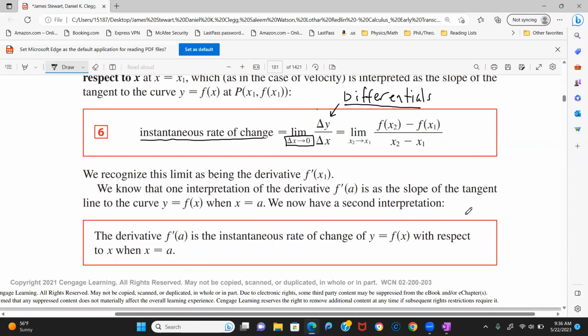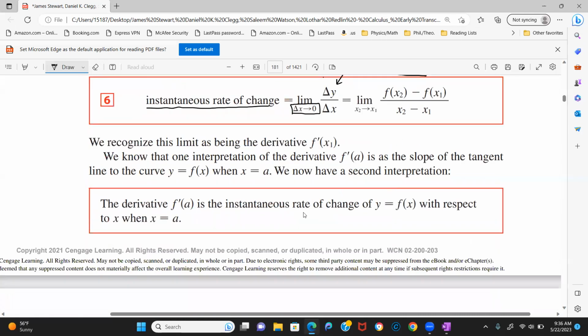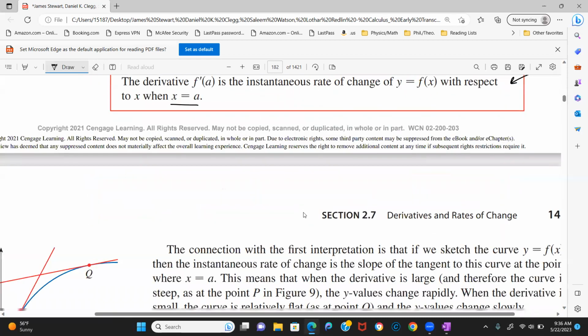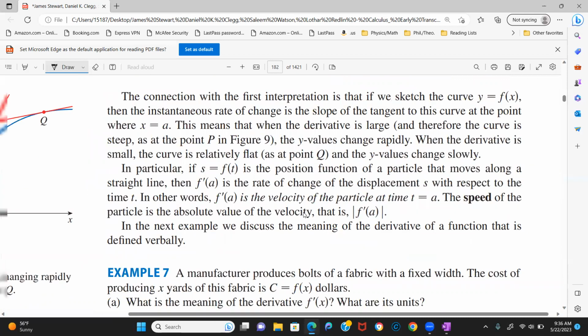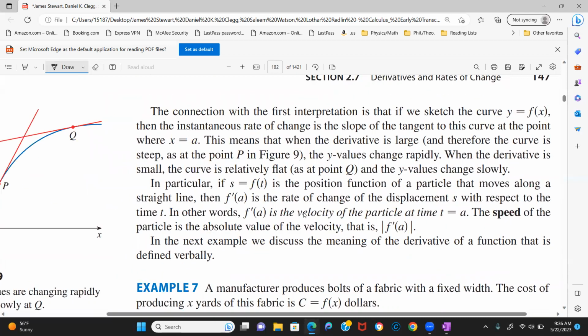Yeah, so this is all different ways of expressing the exact same thing. So the derivative f prime of a is the instantaneous rate of change of this function with respect to x when x is equal to a. So all these ideas should be somewhat familiar. I think that's it.